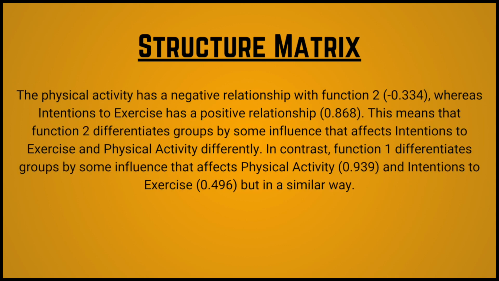We would write this as a whole by saying that physical activity has a negative relationship with function 2. This is the minus 0.334, whereas intentions to exercise has a positive relationship, 0.868. This means that function 2 differentiates groups by some influence that affects intention to exercise and physical activity differently. In contrast, function 1 differentiates groups by some influence that affects physical activity 0.939 and intentions to exercise 0.496, but in a similar way.